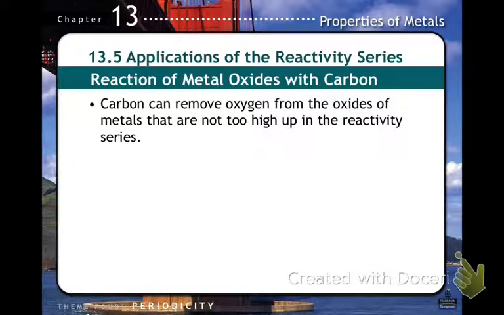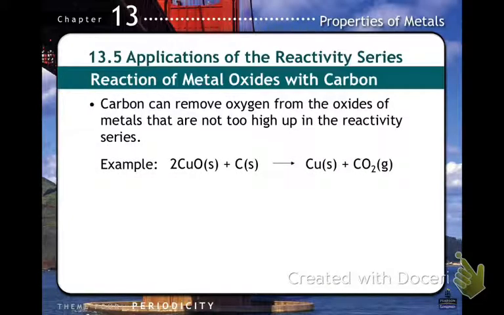Now, let's talk about carbon. Now, reaction of metal oxides with carbon. Later on, we'll talk about the blast furnace reaction, and you'll see that this is actually quite important. Now, carbon can remove oxygen from the oxides of metals that are not too high up in the reactivity series.